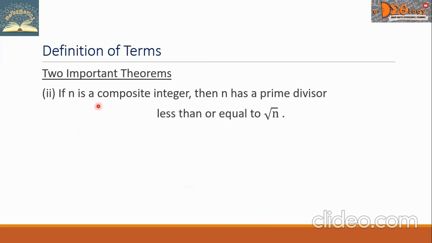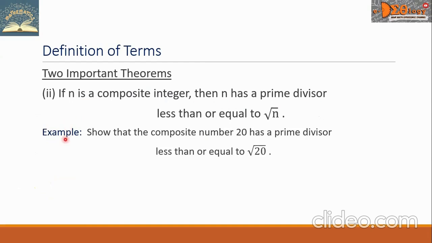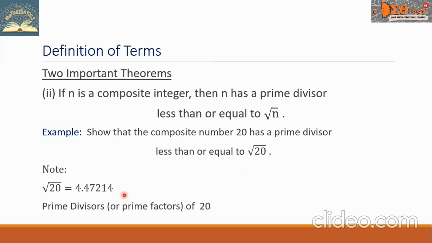The second theorem is, if n is a composite integer, then n has a prime divisor less than or equal to the square root of n. For example, show that the composite number 20 has a prime divisor less than or equal to the square root of 20. We note first that the square root of 20 equals 4.47214. Then we write the prime divisors or prime factors of 20, and these are 2 squared times 5.